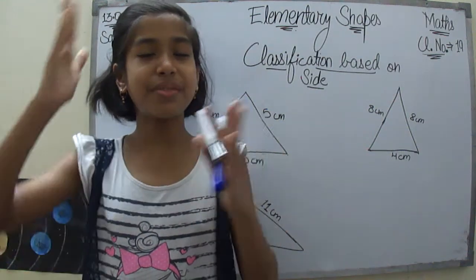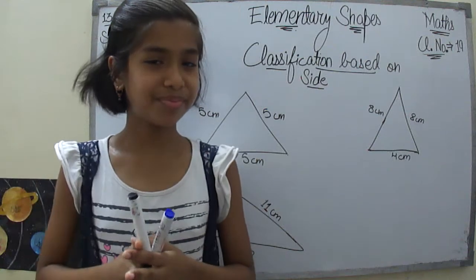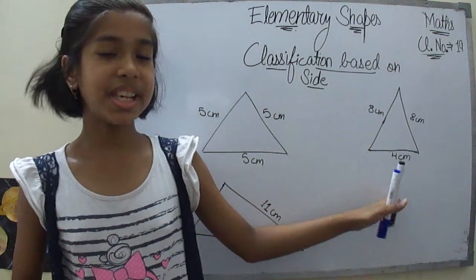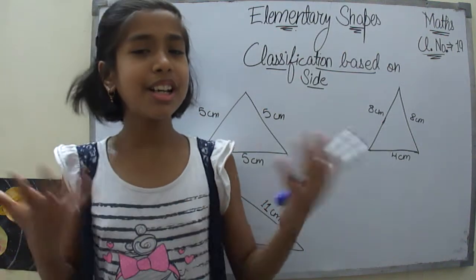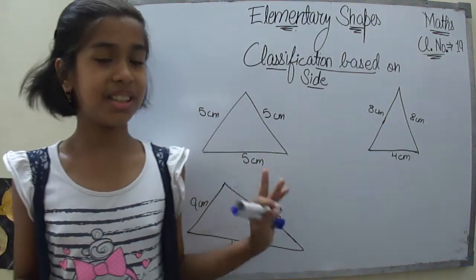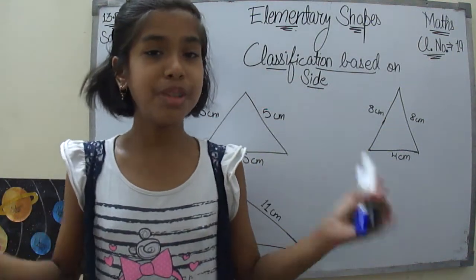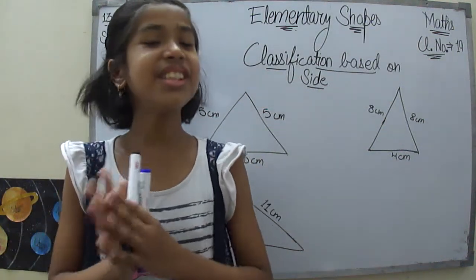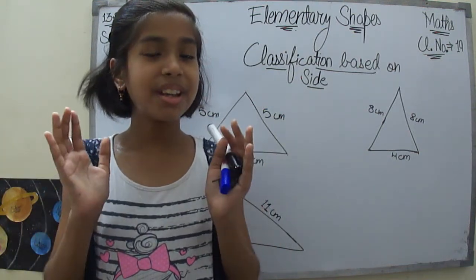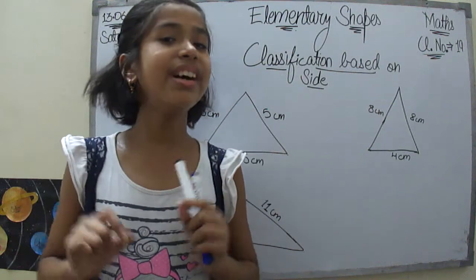So let's think that one side is not equal. But it is there, right? It is counted over here. One side is not equal. So what could be the other possibility? Leaving these three, there could not be any more. So these are the three types of triangle classified based on the sides.